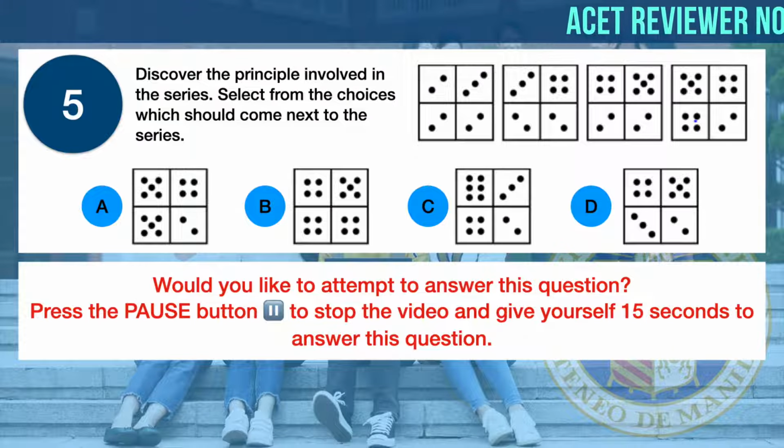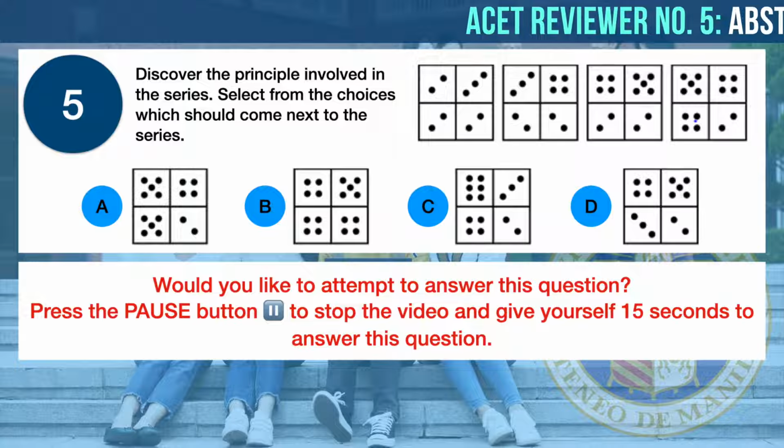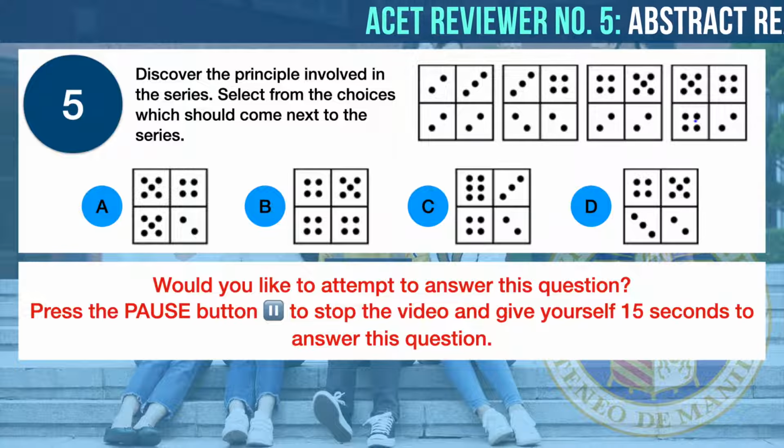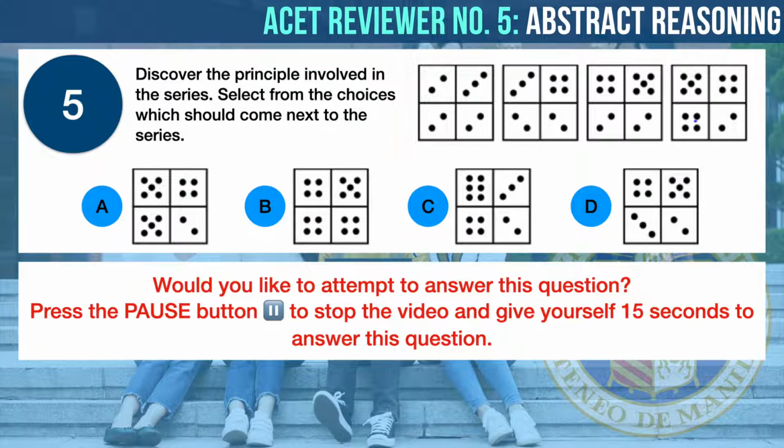Abstract reasoning question number 5. Discover the principle involved in the series. Select from the choices which should come next to the series.